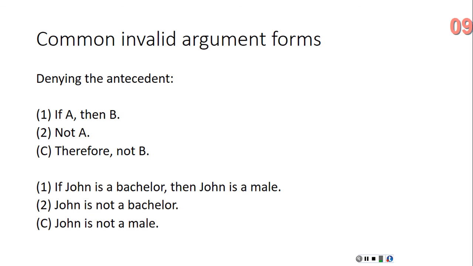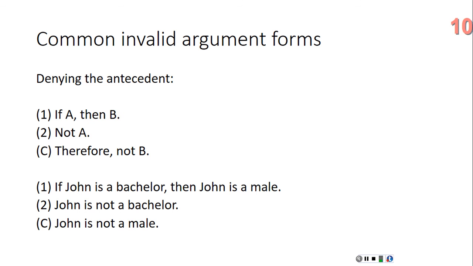Denying the antecedent. This is another common invalid argument form. With this form, it's possible for the premises to be true and the conclusion to be false. Here's the form. If A, then B, not A, therefore not B. Let's plug in John is a bachelor for A and John is a male for B. If John is a bachelor, then John is a male. John is not a bachelor, therefore John is not a male.